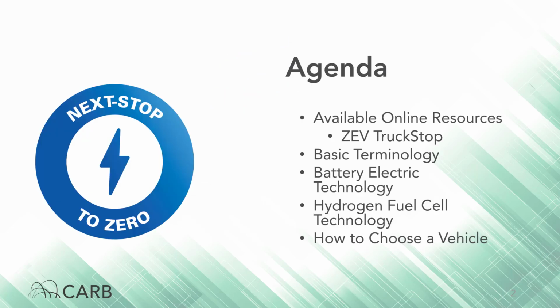Today we'll be covering the following: available online resources, primarily CARB's zero-emission vehicle website and a resource hub, zevtruckstop, basic ZEV terminology to be familiar with, some information about battery electric vehicle technology, some information about hydrogen fuel cell technology, and how to choose a vehicle that's right for your needs. We'll also cover the steps to take next and how to go about taking them.